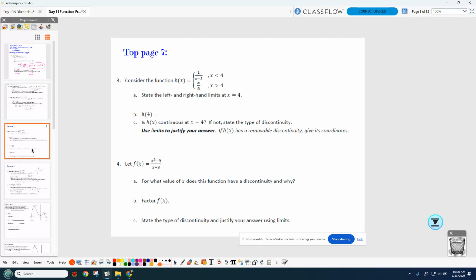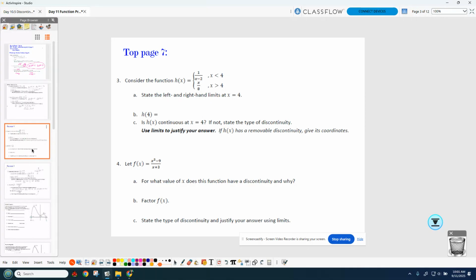So for 4, it's 1 over x minus 2. So would it just be 1/2? You plug in 4, yeah, it'd be 1. But then what about if you plug in 4 on the bottom as well, as 4 over 8?